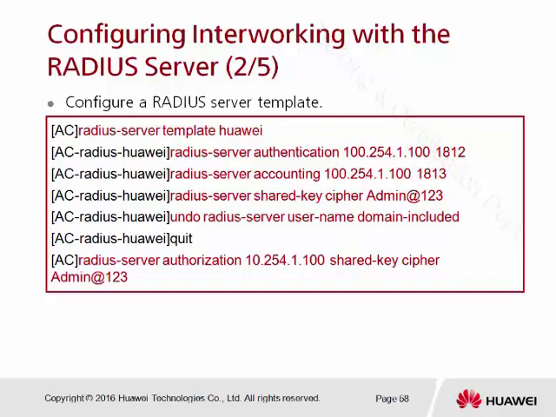Of course, for the cipher key. And then don't forget to use the command undo radius server username, the domain included. And the last one, the radius server authorized from this IP address. And of course, I only authorize when the shared key is using admin@123.